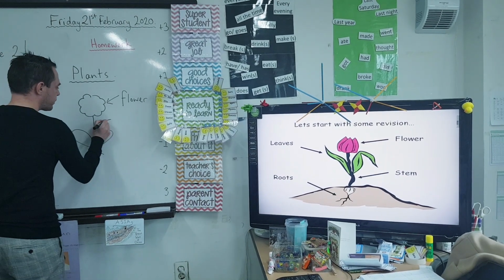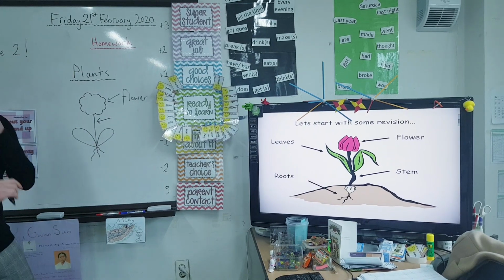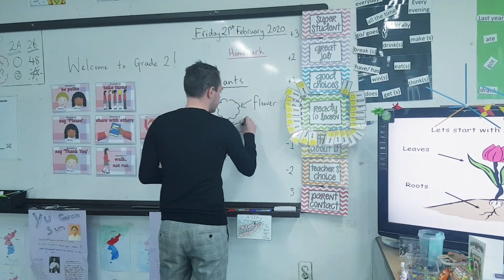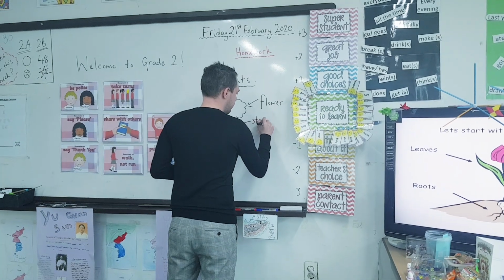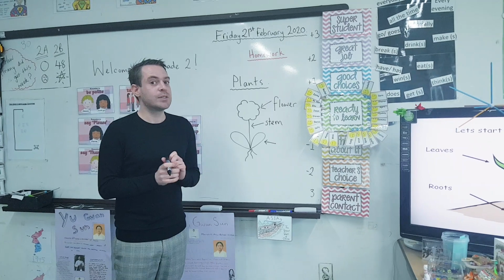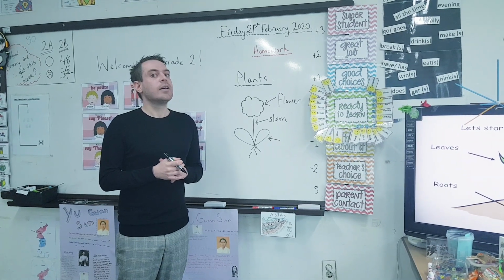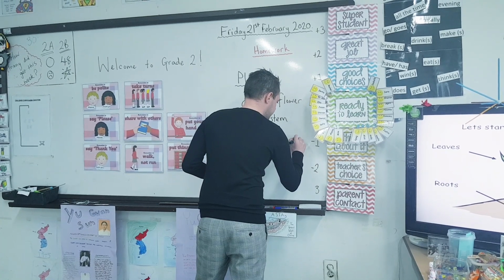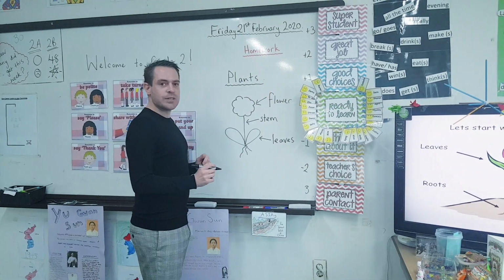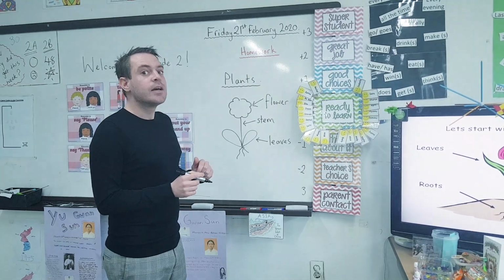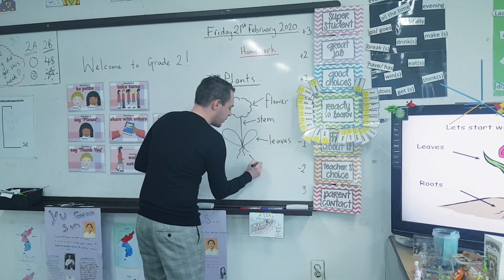So, what did we call this one? It was the stem. And these two begin with L. That's right, leaves. And then these ones down here, we said they give the plant its food. That's right, the roots, well remembered.